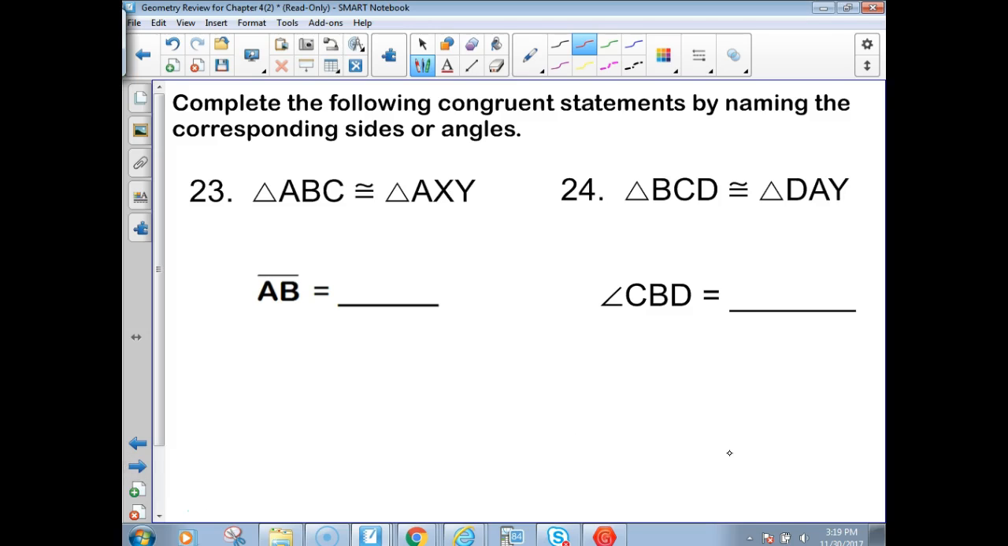Complete the following congruence statements by naming the corresponding sides or angles. All right, this should be a cinch for us. What corresponds to segment AB? There you go, AX, right there in the statement. Now let's see if we can do this one, because it's an angle with 3 letters. It goes C to B and then to T, so that would be A to D to Y. Yep, angle ADY. Any questions about that? Just follow the letters, jump around the letters the same way.